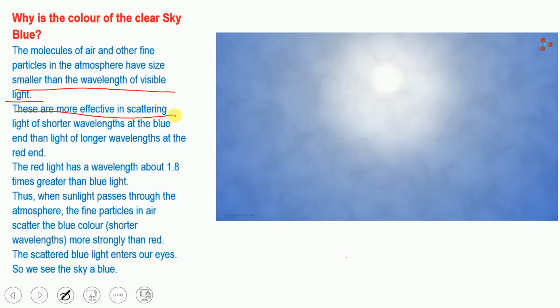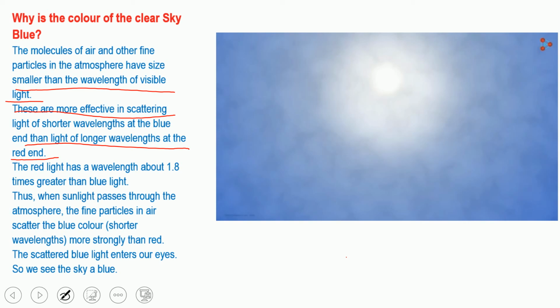These fine particles are more effective in scattering light of shorter wavelengths at the blue end than light of longer wavelengths at the red end. Especially we see that the fine particles can scatter the light of lower wavelength, that is blue, violet, indigo, etc. Understand? Not that of the higher wavelength.